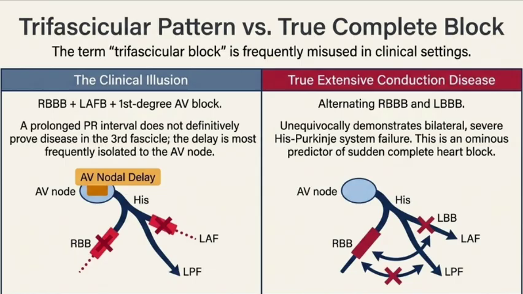True, extensive failure of the entire system doesn't look like a slow toll booth. It looks chaotic. It looks like alternating bundle branch blocks. Meaning you watch the monitor, and 1 minute the entire left side of the highway is blocked, and the next minute the left side opens, but the entire right side is blocked. Yes. An ECG showing an alternating right and left bundle branch block is unequivocal evidence of bilateral severe failure of the entire infrastructure. The system is desperately trying to route electricity, and every path is collapsing. That is terrifying. It is an ominous predictor of sudden complete heart block and sudden cardiac death.